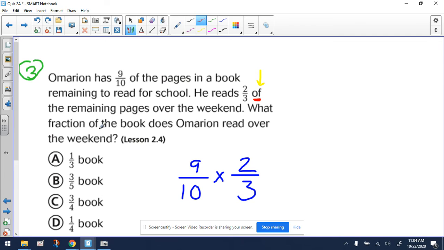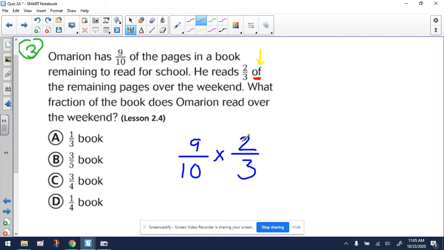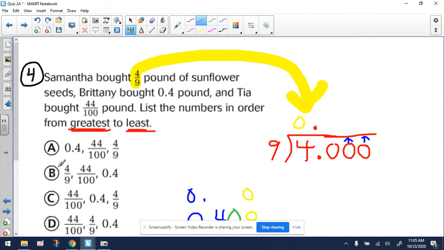Question number 3 says, Omarion has 9/10 of the pages in a book remaining to read for school. He reads 2/3 of the remaining pages over the weekend. What fraction of the book does Omarion read over the weekend? So remember, of means multiply. So we're going to be multiplying 2/3 with something. And in this case, what's that something? It's 9/10. So you'll do this algorithm and pick the answer in simplest form. All right, again, if you need to pause it so you can write it in your notes, fine. Otherwise, let's take a look at question number 4.